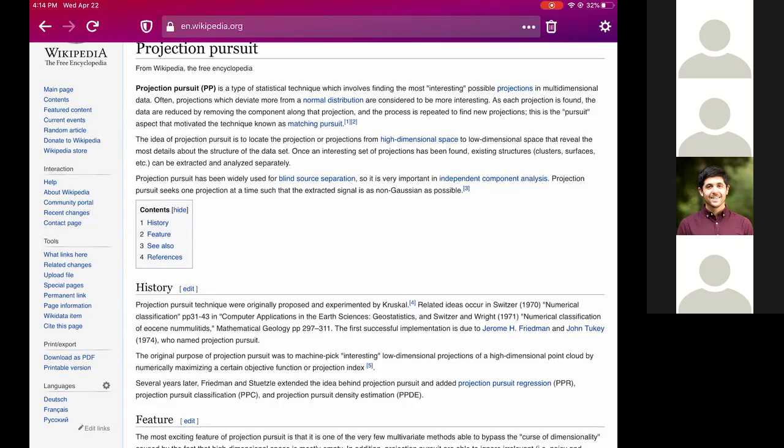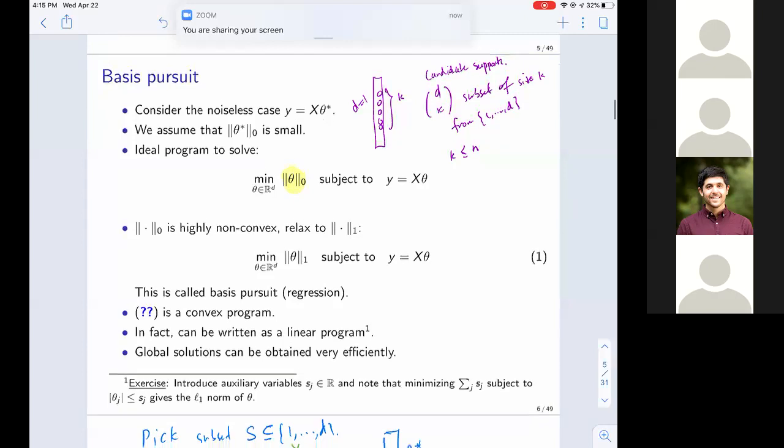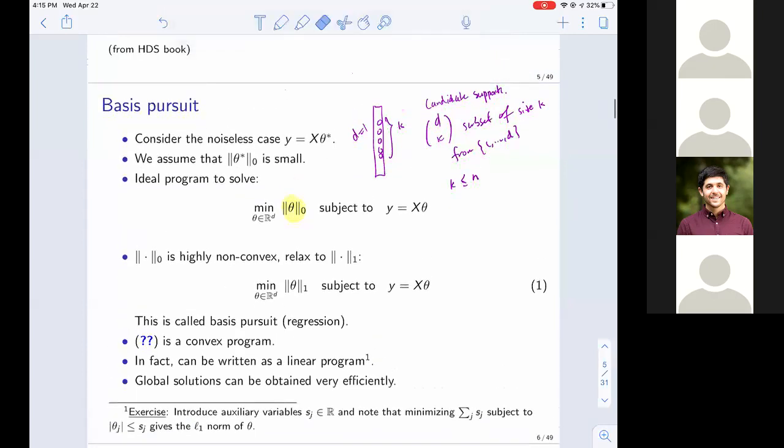Is this what you were thinking about? Yeah, this sounds like what we talked about. It seems like you were talking about the projection pursuit, which is different. So the naming of basis pursuit is also not quite obvious, but this is what I think people call basis pursuit. So this problem, however you want to solve it. Okay.